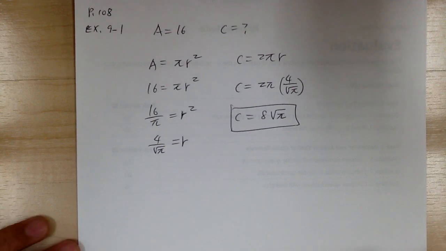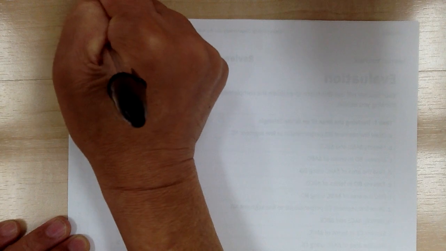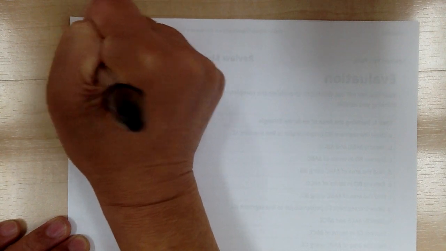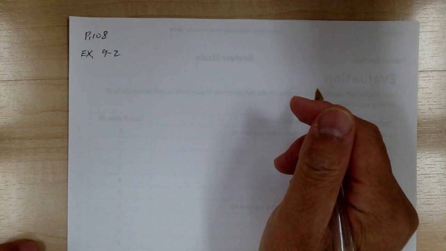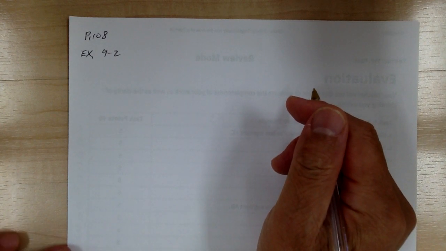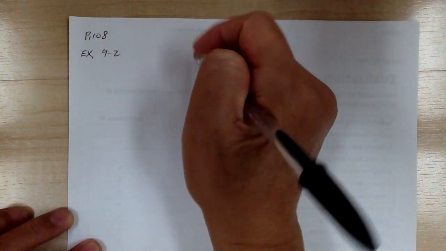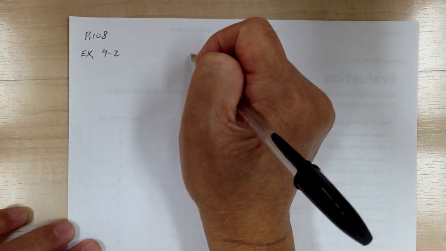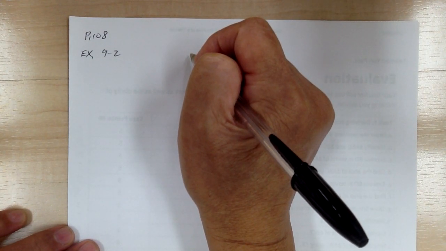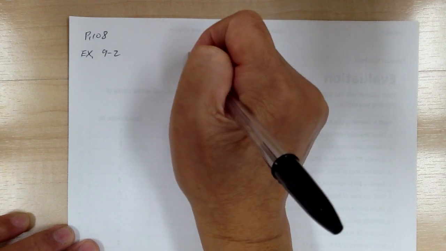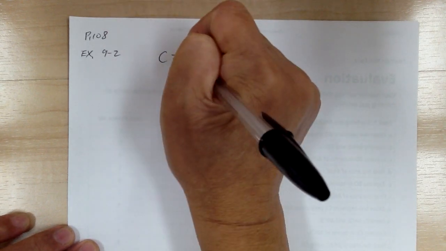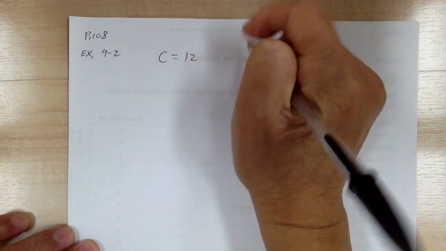Okay, so let's go to example 9-2. It says, what is the maximum area that can be encircled by 12 feet of fencing? Basically, the maximum area you can get is a circle. So in this case, your circumference is equal to 12 feet, and you're looking for the area.